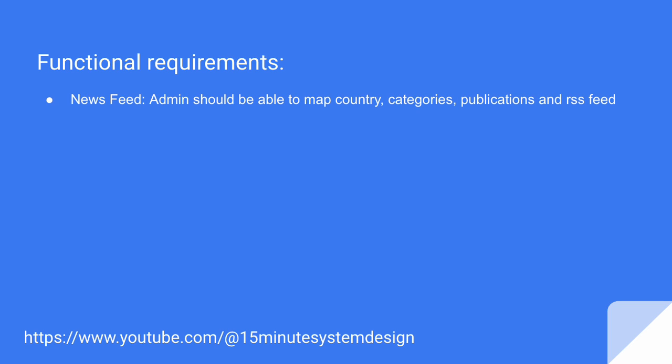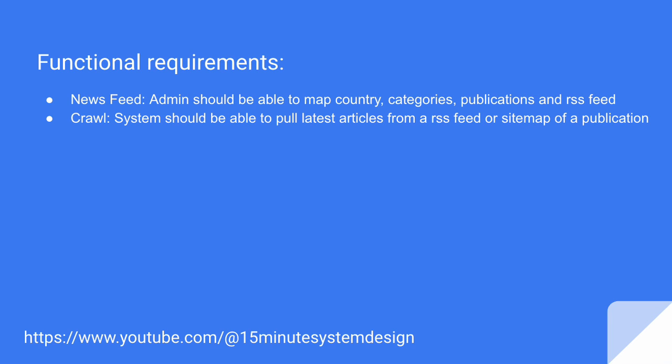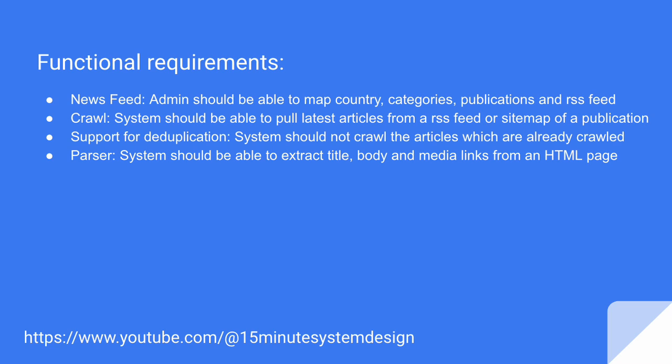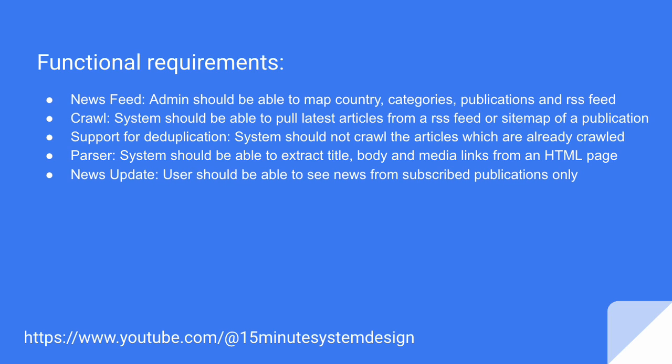Admin should be able to map country categories, publications, and its RSS feed. System should be able to pull latest articles from a RSS feed or sitemap of a publication. System should not crawl the articles which are already crawled. System should be able to extract title, body, and media links from an HTML page.